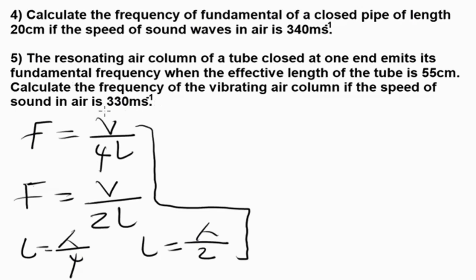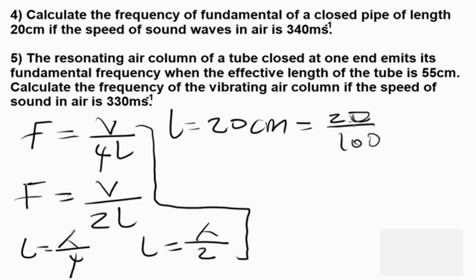So for question 4, let's get our parameters. We have our length to be 20 cm. Now you have to convert this cm to meter, to standard units. To do that, you divide by 100. So it will be 20 over 100. When you divide 20 by 100, you're going to have 0.2 meter.